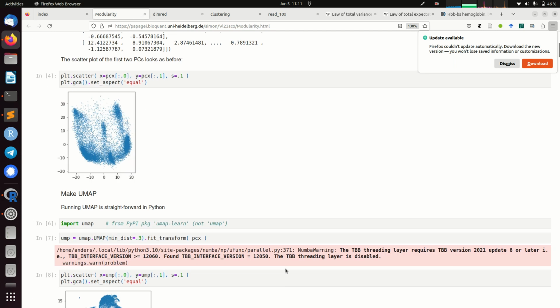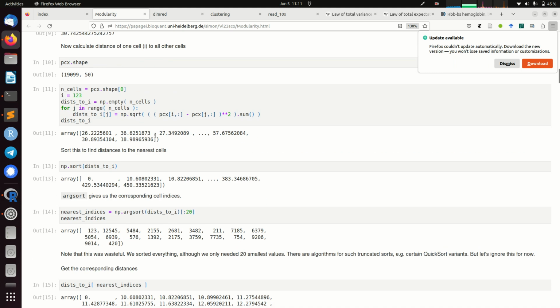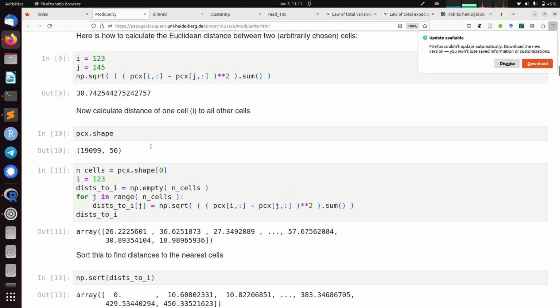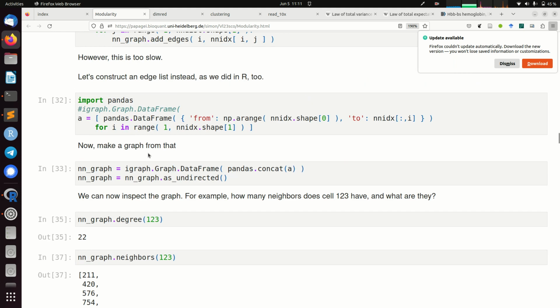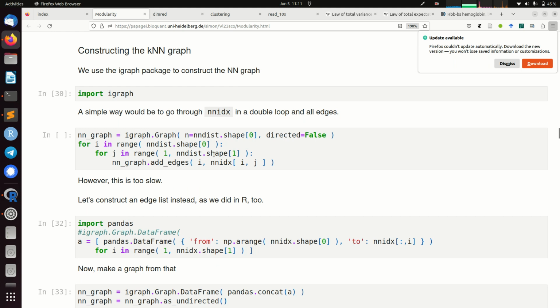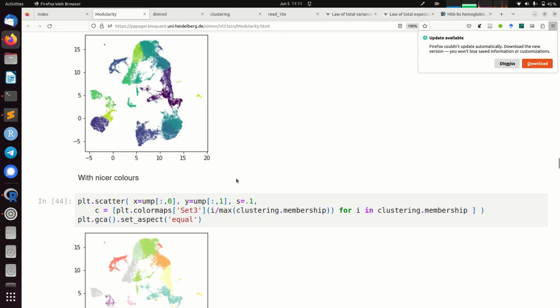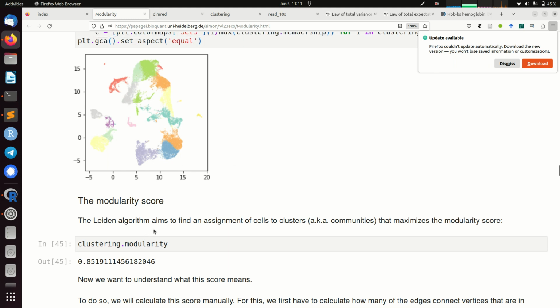That's the one I wanted to look at. PCA, nearest neighbor finding, that's what we've just done. Here we make the graph, exactly the same code we've just looked at, but this time in Python instead of R. Here is our clustering. And as I said, the Leiden algorithm.